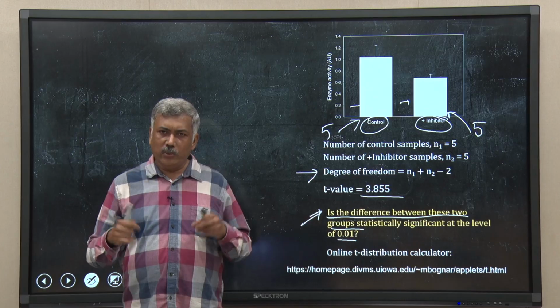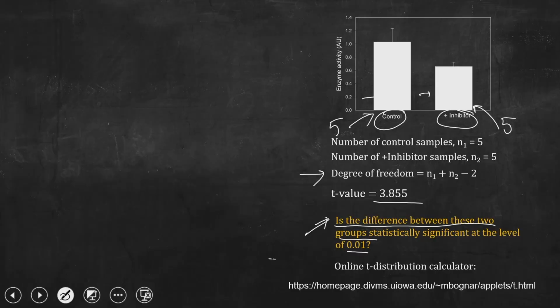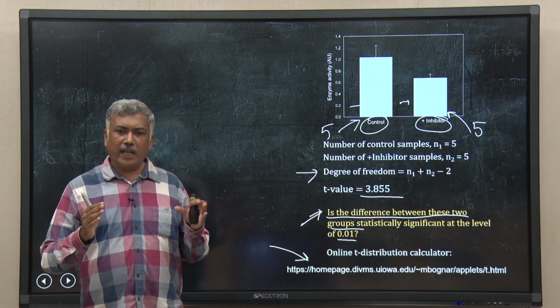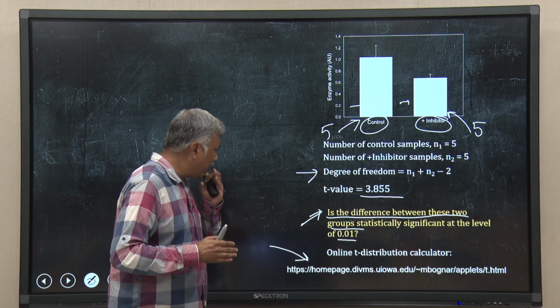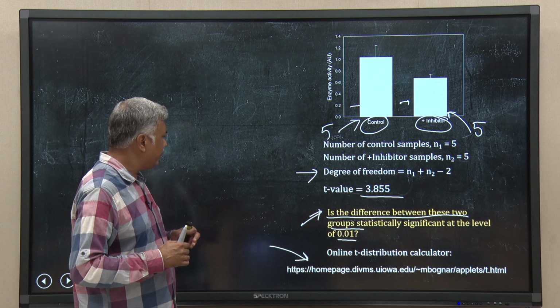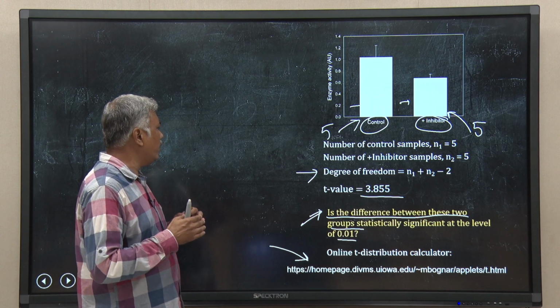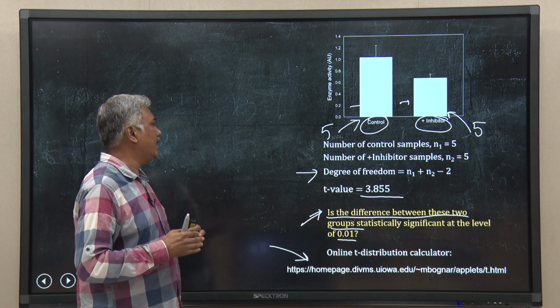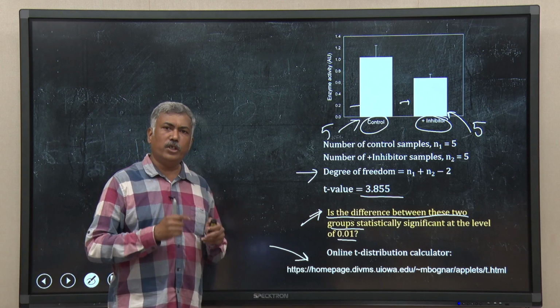There are online tools also. I have given one example here, but if you do a search on the web, you can find others. So, use that tool and find out the answer to this question: is the difference between these two groups statistically significant at the level of 0.01?